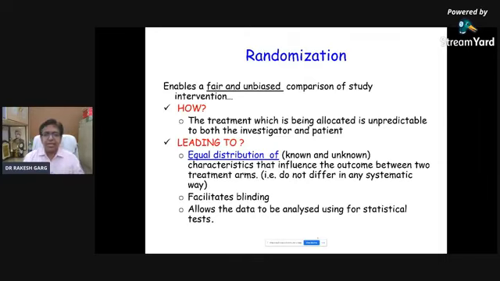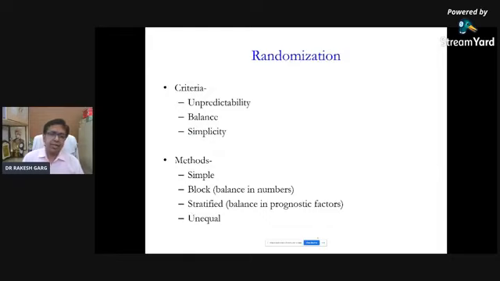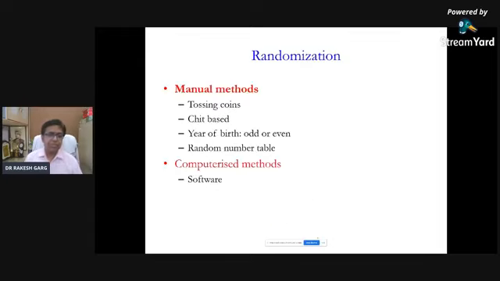In the inclusion-exclusion criteria, we have thought of some inclusion and exclusion, but there would be so many other factors which we do not know, and we want to balance them into two groups equally, and that is what randomization does for us. It balances the various factors, it simplifies the things, and we can do it in various formats, which I've just mentioned.